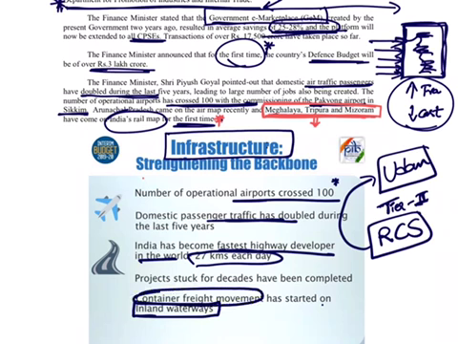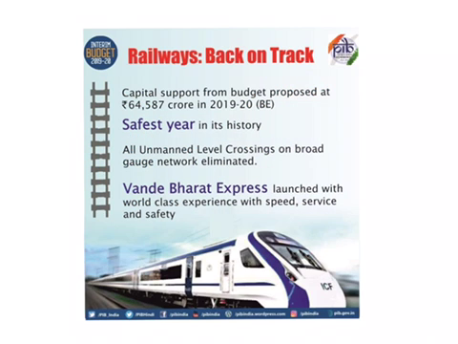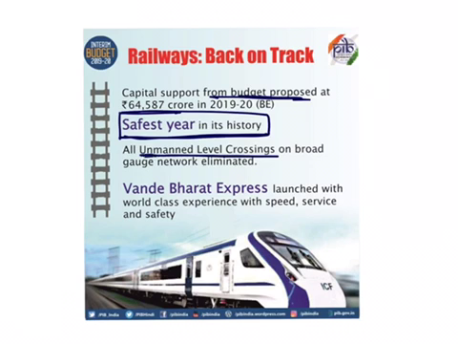Generally, inland waterways were used for passenger traffic, etc. But container freight movement was very limited. Now, in inland waterways also container freight movement started. And if we take the railway budget, capital support from the budget proposed is 64,000 crores. Safest year in India's railway history, means accident levels are very low. All unmanned level crossings on broad gauge are eliminated.